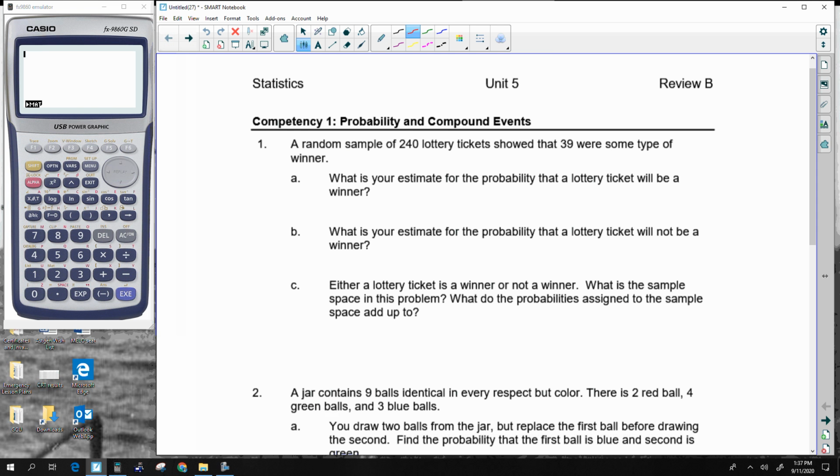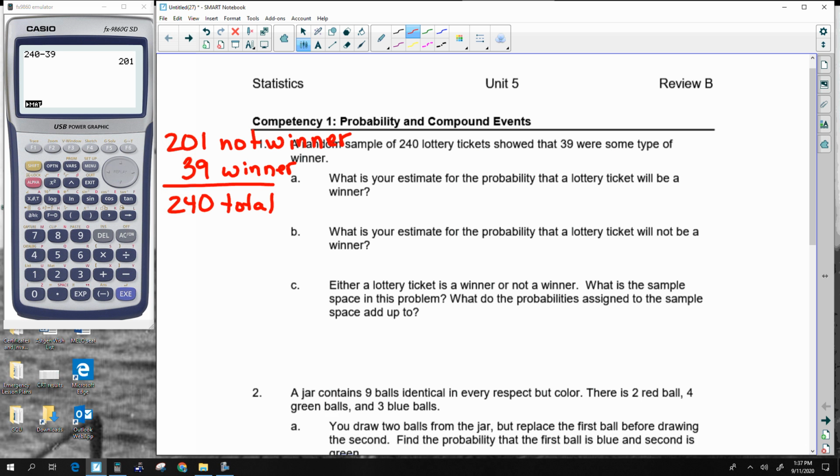We just see what we have and what we don't have. So a sample of 240 lottery tickets, so that's 240 total. And we showed that 39 were some type of winner. All right, so right now, what I can imply is that there are 201 that are not winners.